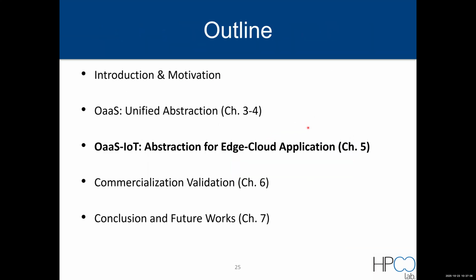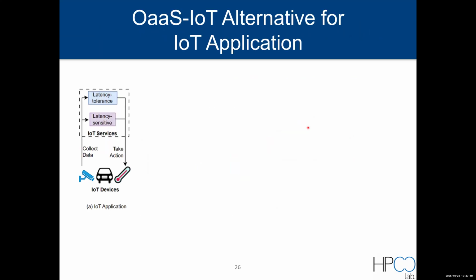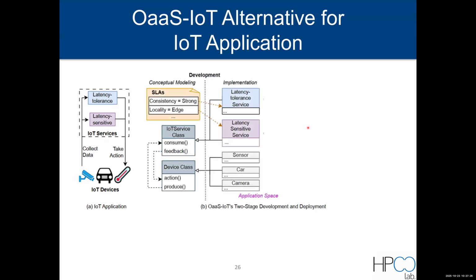And in the next step, we want to extend this system to the IoT. As I mentioned, we have latency tolerant and latency sensitive services, and we want to deploy them across edge and cloud. To the cloud, we deploy the latency tolerant service because the cloud is usually cheaper, and at the edge we deploy the latency sensitive one.